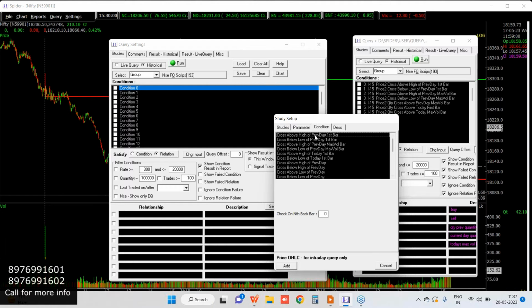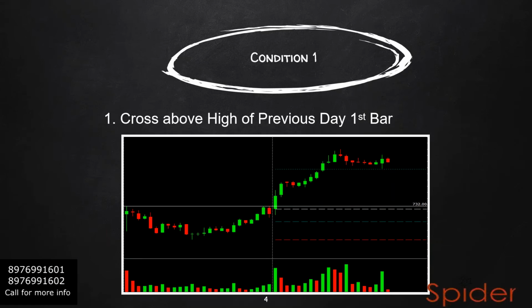The first condition over here is cross above high of previous day first bar. So again, we'll jump to the presentation now. The first condition, as you can see, is price above high of previous day first bar. If you run this scanner with only this condition, you'll get results whenever in today's market we get crossing or closing above the previous day high of the first candle. Only the first candle's high will get the result.